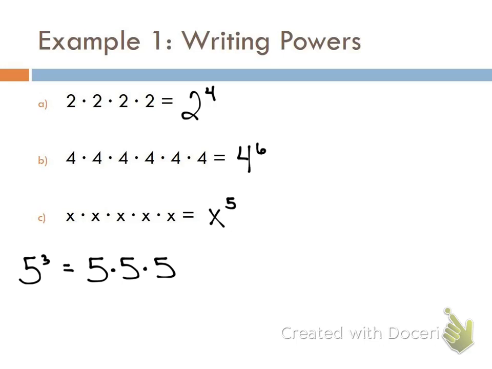All right, I want you to do that with m to the 6th power. I want you to write that showing repeated multiplication. All right, so how many times would I multiply m by itself? 6 times. Very good. The exponent tells me 4, 5, and 6. Okay, so that's it for example 1.